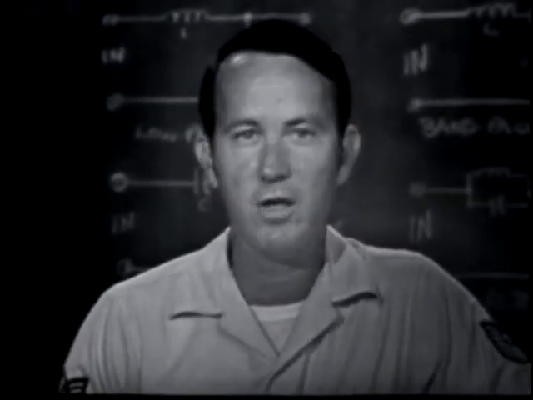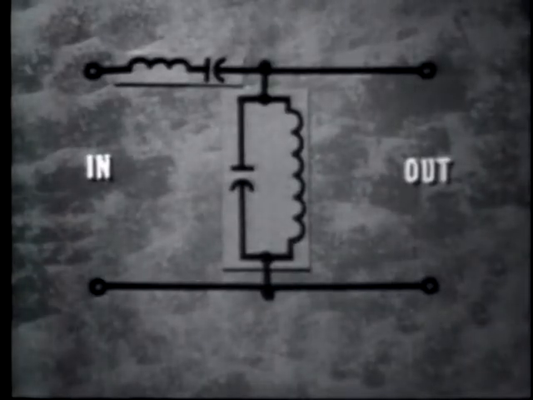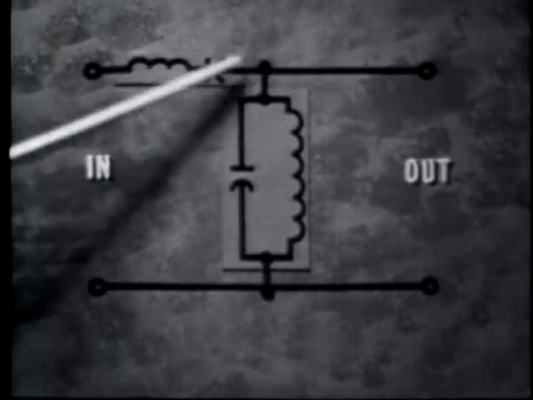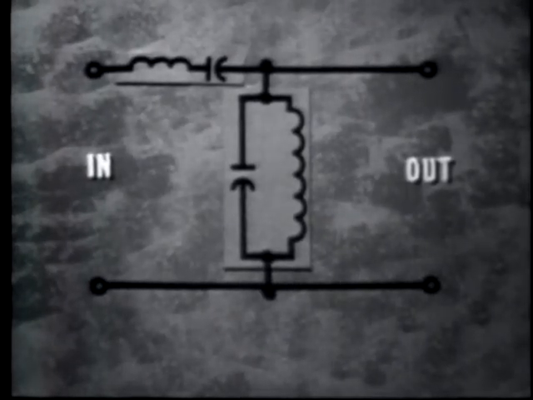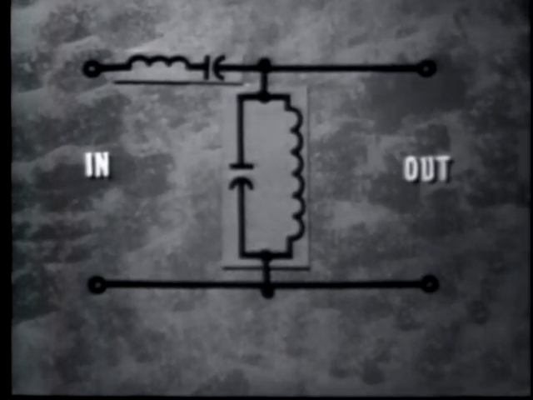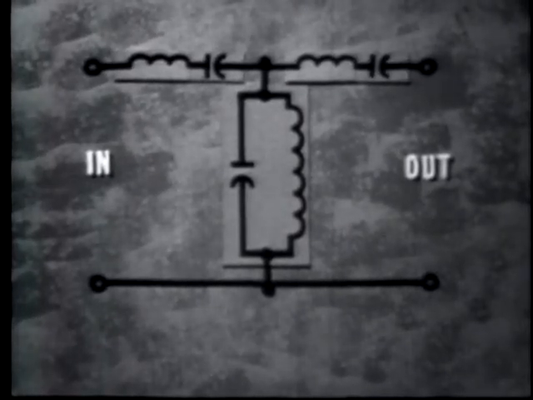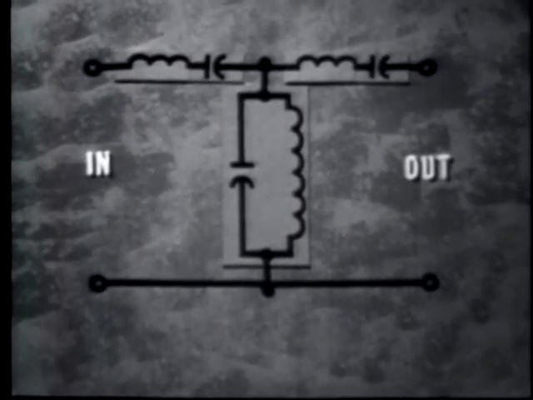Let's first consider how we can improve the filtering action in our band-pass filters. This L-section band-pass filter can be configured as a T-section following the rules established earlier concerning total circuit inductance and capacitance. We'll need another inductor in series, and inductors in series add just like resistors in series.